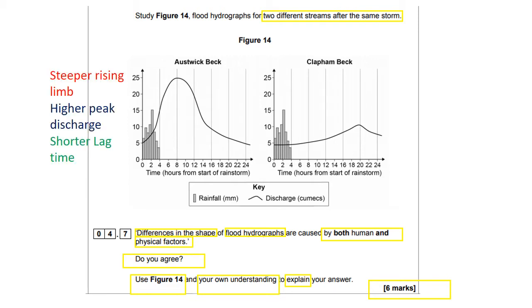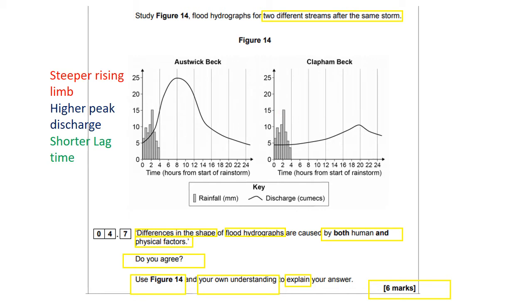Right then, your 3 points here that I'd look at in terms of differences in the shape. We've got Oswick Beck there and Clapham Beck. Hopefully you can see Oswick Beck has a steeper rising limb, rises far faster than Clapham Beck. It also has a higher peak discharge all the way up here at 20. I think I've put 25 on the next slide, so let me off on that. It might be 24, and around about 10 here for Clapham Beck.